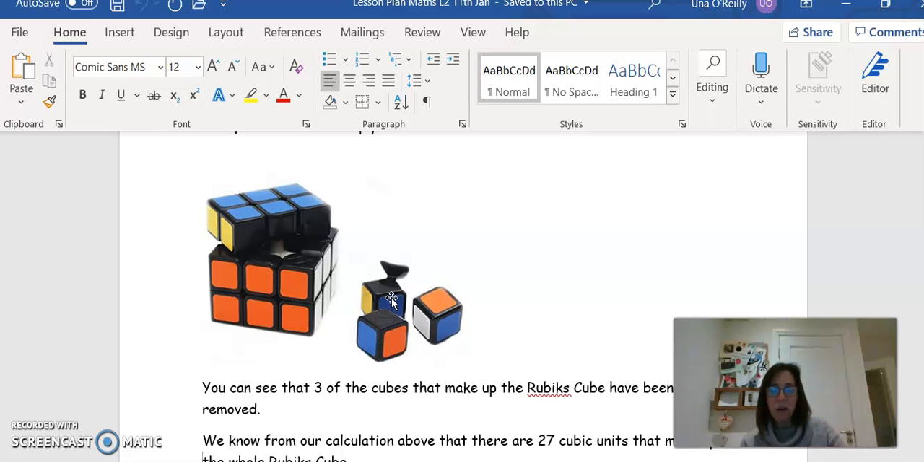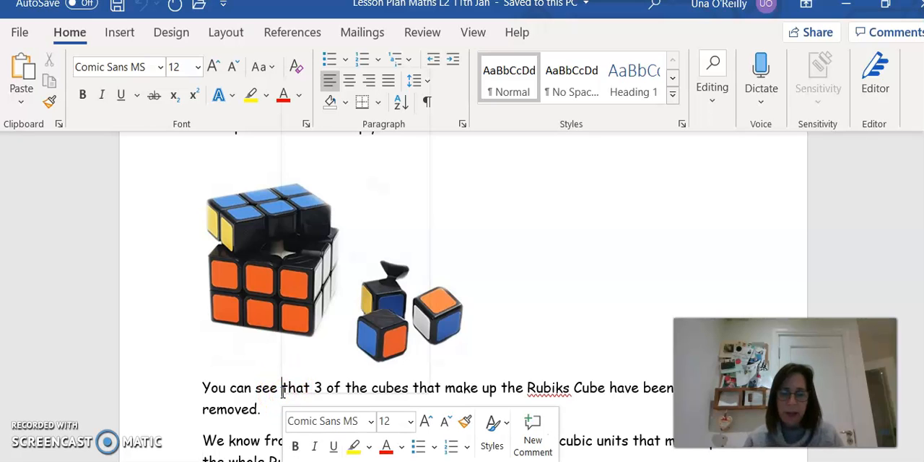So what they've done here in the document is they've taken off 3 of the cubes, okay? Each one of these is 1 cubic unit, okay? So we said there's 27 cubic units in our Rubik's Cube. These are 3 of them, okay? So you can see 1, 2, 3, 4, 5, 6, 7, 8, 9, and then we'll have 9 on the layer in the middle and another 9 on the bottom layer there. Okay, so that's 27 altogether.